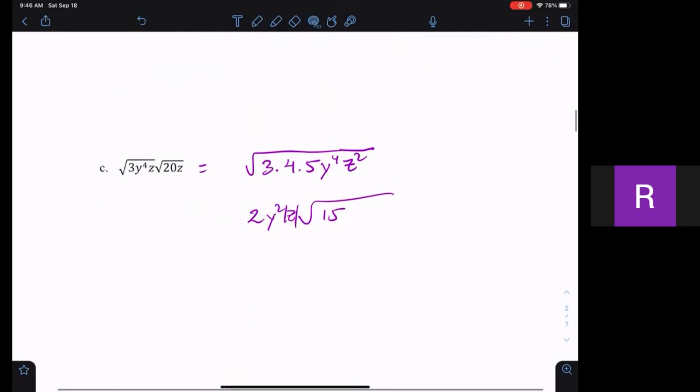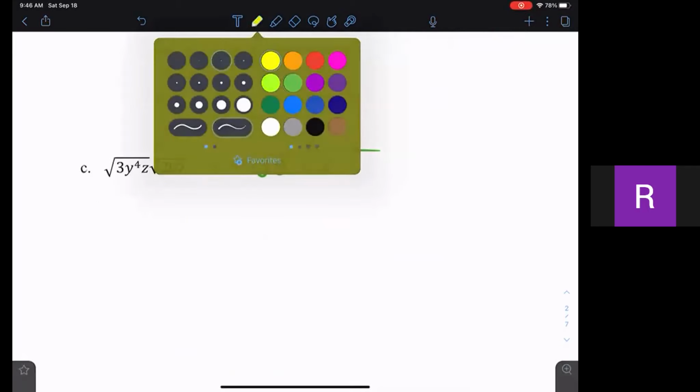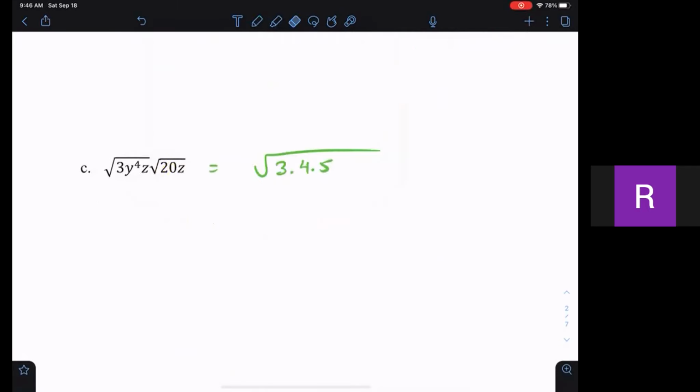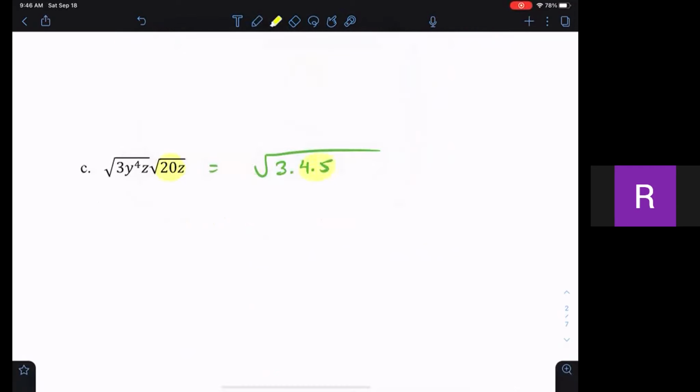This one. So here, if you multiply the numbers, you're going to get a bigger number, right? You don't want to do that. So you can just say this is 3 times 4 times 5. That's a prime factorization. The 4 and 5 are from this 20 right here, okay?